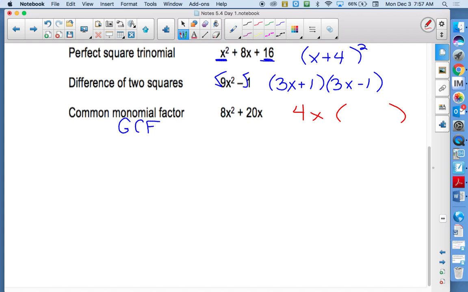So you take out what they have in common, and then whatever's left gets written in the parentheses, and that would be a 2x and a 5. So that's called a common monomial factor. Monomial means one term. So we took out one term of the term of 4x. So those are the different ways, 4 different ways that we talked about factoring in the last chapter. And we're going to use these to help us continue to factor. We'll be factoring problems that are larger than x squared.